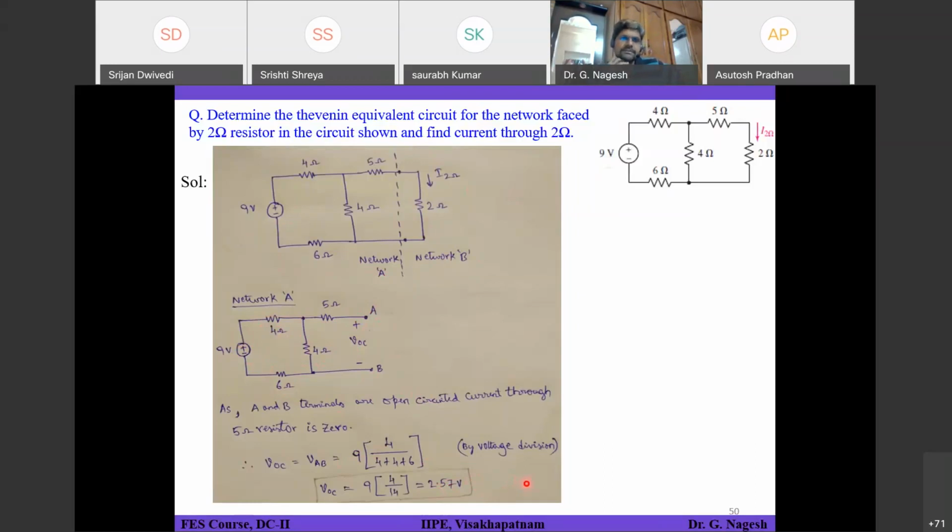So to find out VOC, you have to break into two networks. One is network A and the other is network B. Disconnect network B. Denote the open circuit terminals as VOC. Find out that VOC. In the present scenario, after open circuit, there is no current flowing through the 5 ohms resistor. So the entire current flows in this fashion. So it means all these three resistors are in series. So you can apply the voltage division rule to find out the open circuit voltage. If I apply that, I got 2.57 volts.